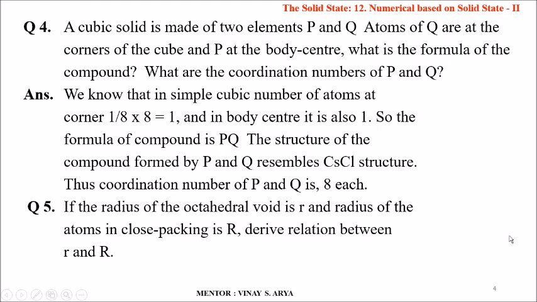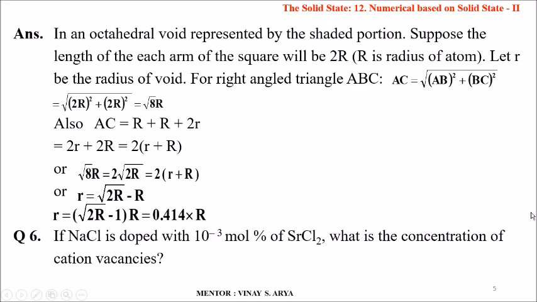Coming to the fifth numerical: if the radius of the octahedral void is small r and the radius of the atom in close packing is capital R, then we have to derive the relation between small r and capital R. That is something we have taken up in the text, but we are taking it over here. For this octahedral void, we have to find the relation. Suppose the length of each arm, because I have taken this portion with the diagram in the previous text.